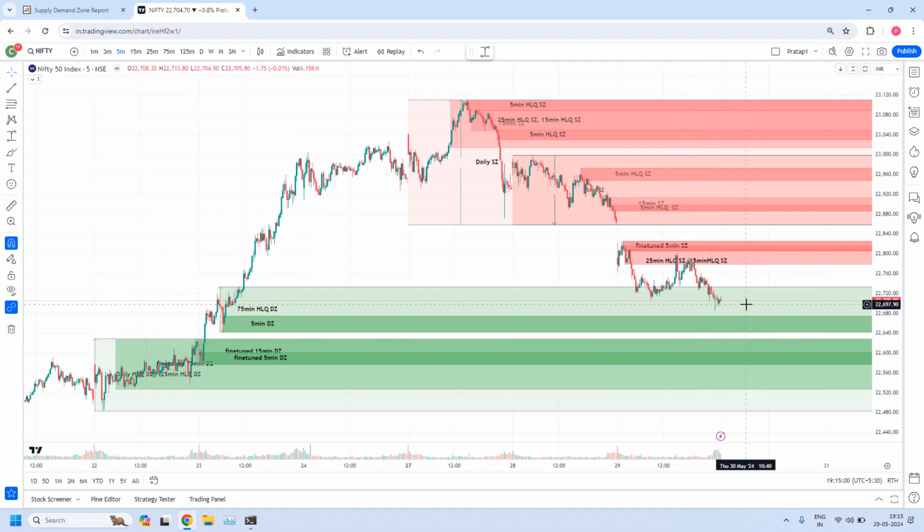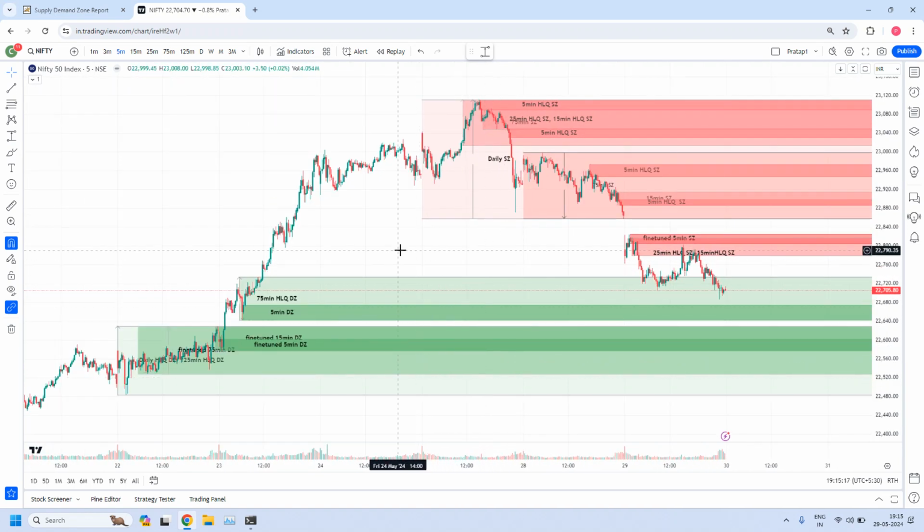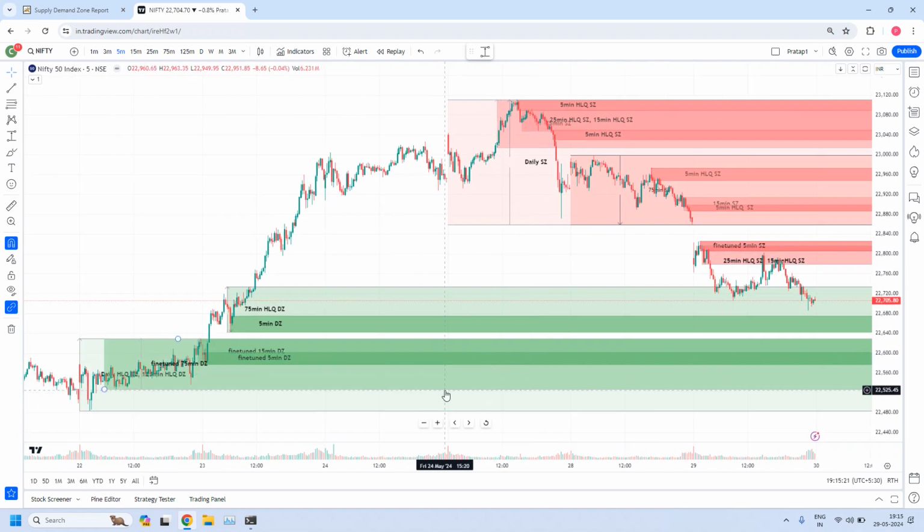If that happens, who will be the reason you have to identify? Is this daily zone the reason? If that is the case, we can assume this daily zone is having a very strong order flow. So this is about today's analysis. Hope this information will be useful to you.